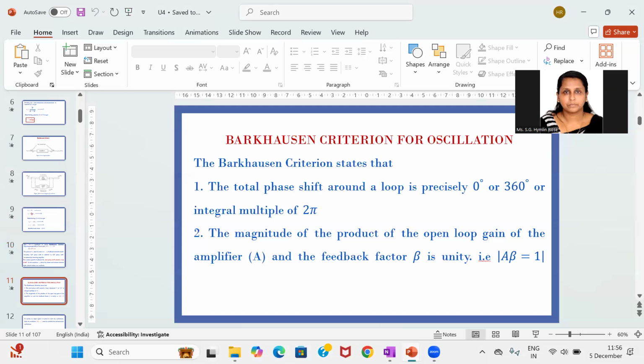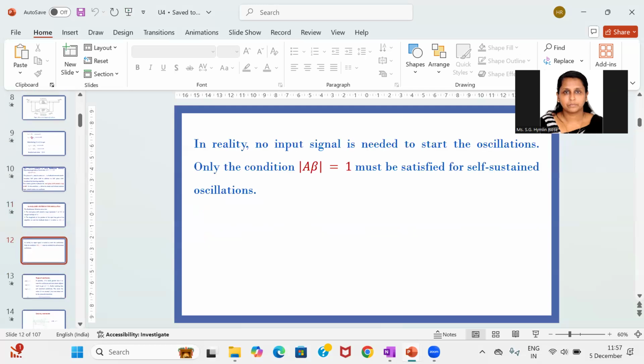So the Barkhausen criterion for oscillation is that the total phase shift around the loop is precisely 0 degrees or 360 degrees, or an integral multiple of 2 pi. The magnitude of the product of the open loop gain of the amplifier and the feedback factor beta is unity, that is, magnitude of A beta equal to 1. In reality, no input signal is needed to start the oscillations. Only the condition must be satisfied for self-sustained oscillations.